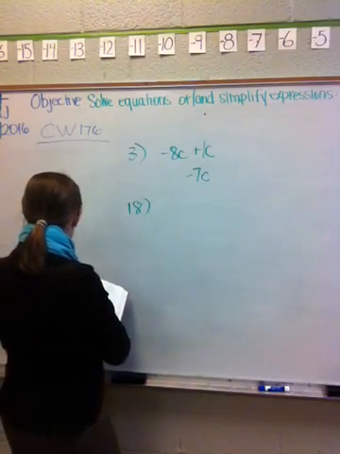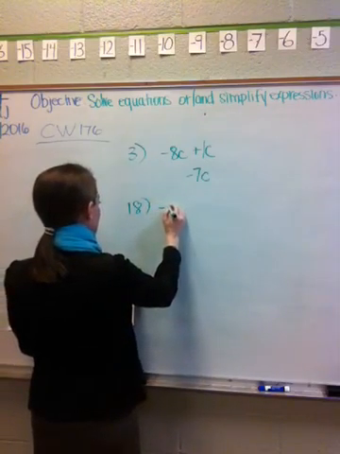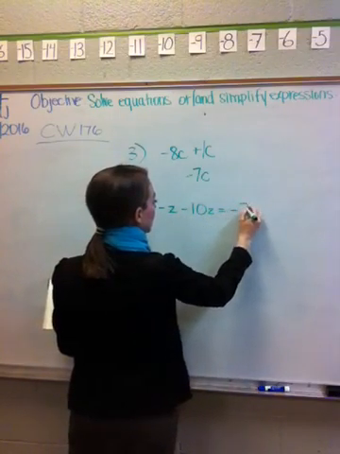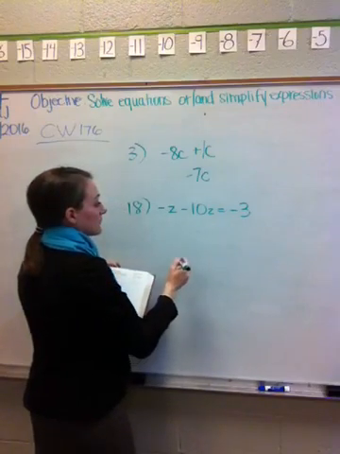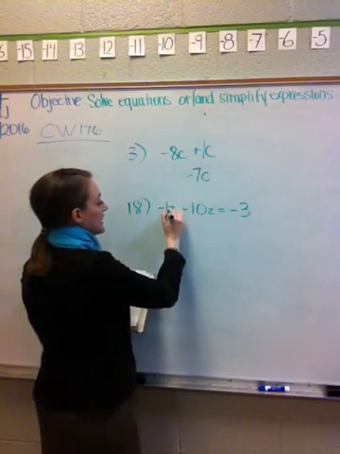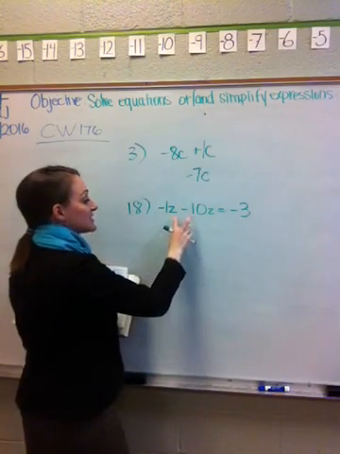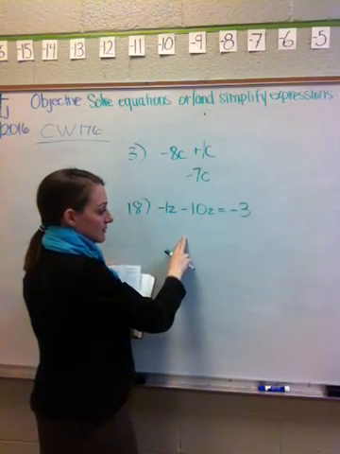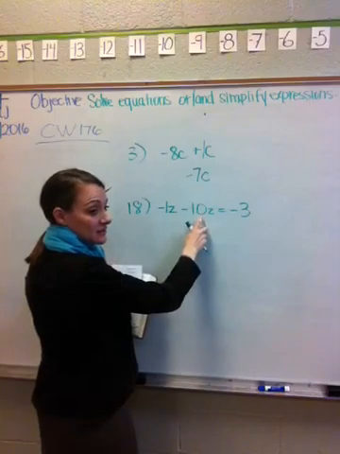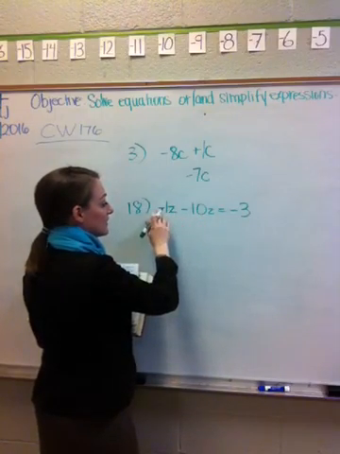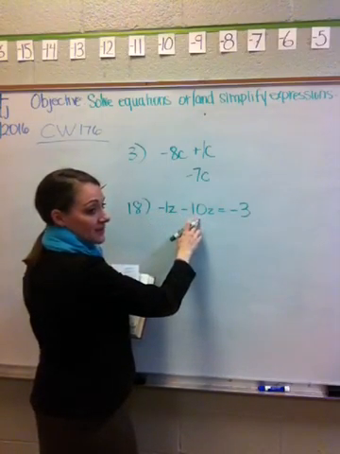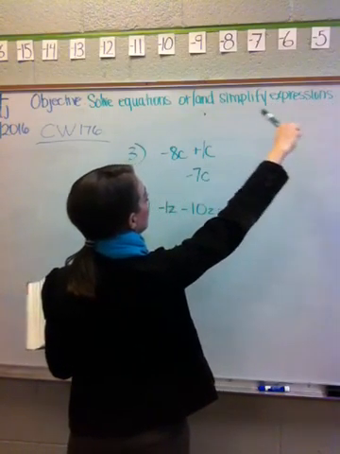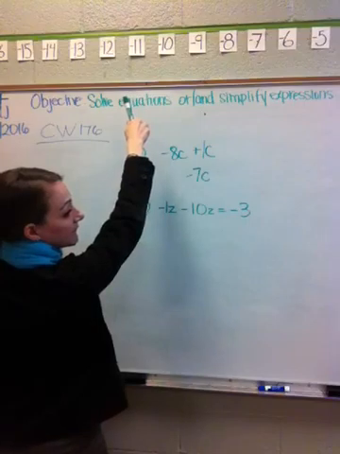Number 18, negative z minus 10z equals negative 3. All right, I have to combine like terms. There's a negative 1 right here. How many z's do I have, Gabe? Two z's. I have 10 here. So I have negative 1 minus 10 is what? 9. Try one more time. Negative 1, take 10 more away, gives me what?